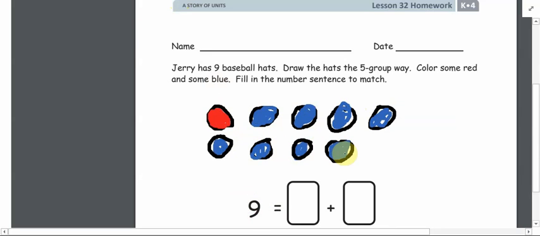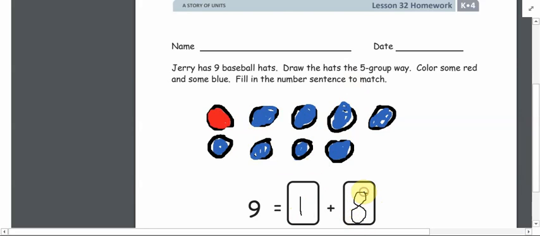My first part will be the one that's colored red because it's the one that's a little different. So my first part is 1. So 9 equals 1 plus how many are in the other part. The other part in this case are the blue hats. So 1, 2, 3, 4, 5, 6, 7, 8.